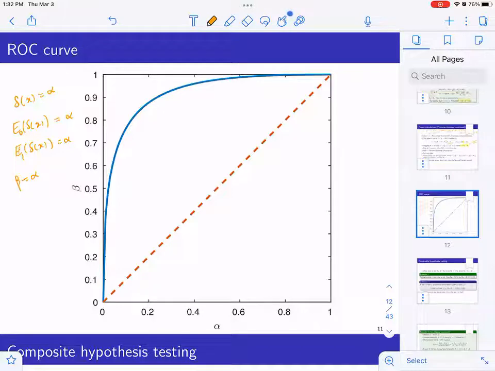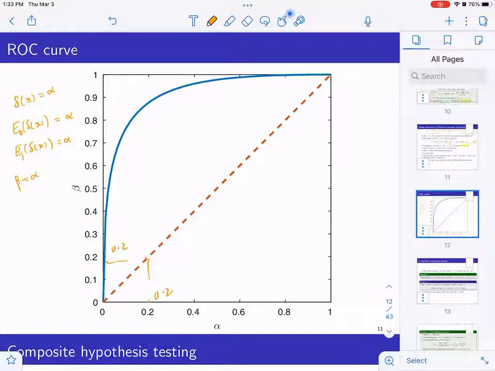So a completely random test satisfying level alpha is to flip a coin with probability alpha and reject with probability alpha. In which case the power is also going to be alpha, because it doesn't matter what you are under. That's the naive thing to do. And this curve is doing much better. At a given alpha equal 0.2, I can achieve a power of 0.2 trivially by just flipping the coin, but I can do much better here.